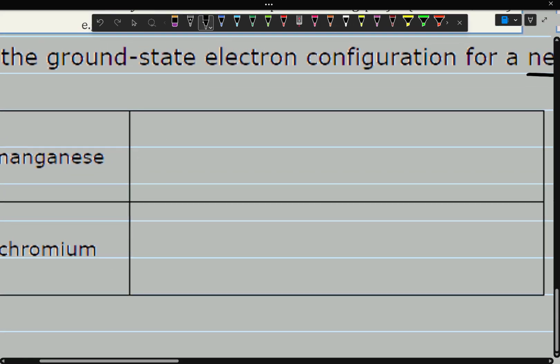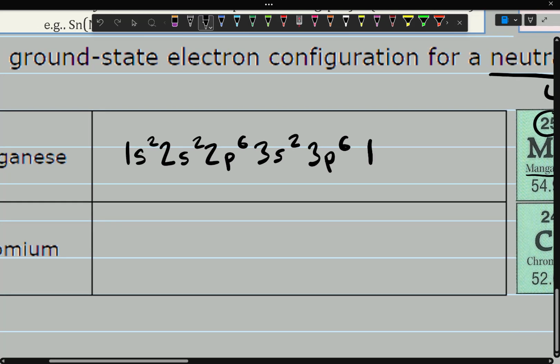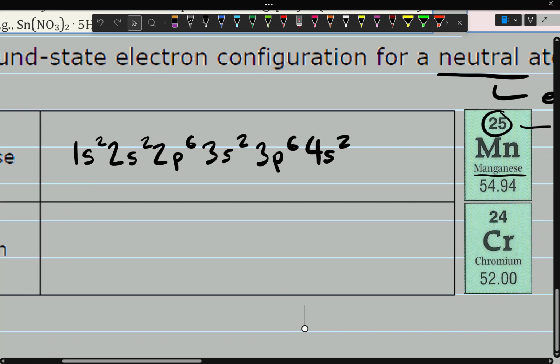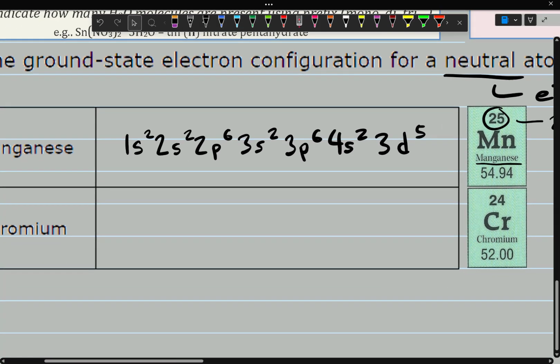So we start with our 1s orbital, contains 2. Our 2s orbital, our 2p orbital contains 6, 3s2, 3p6, 4s2, we're at 20 electrons, and finally we finish it off with 5 electrons in our 3d orbital.